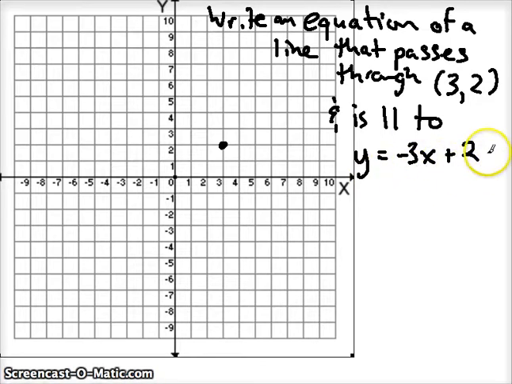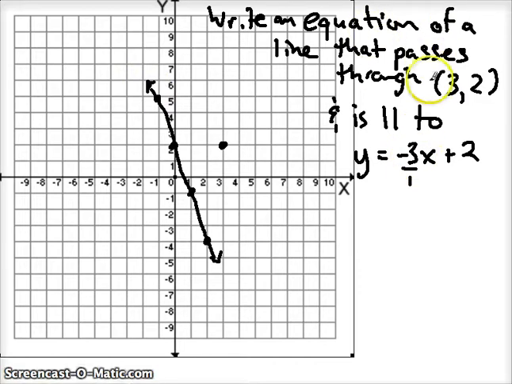negative 3x plus 2. Well, let's see what that line looks like. Plus 2 for the y-intercept. So I go to the y-axis, put a dot on positive 2, and then I use my slope, negative 3 over 1, to find other points on that line. So down 3 over 1. We could go in the reverse, up 3 over 1. Try to connect these points. And that's the line that we're given.